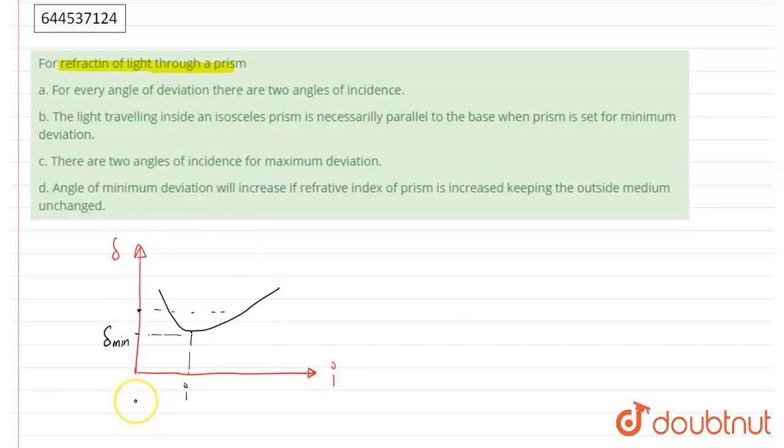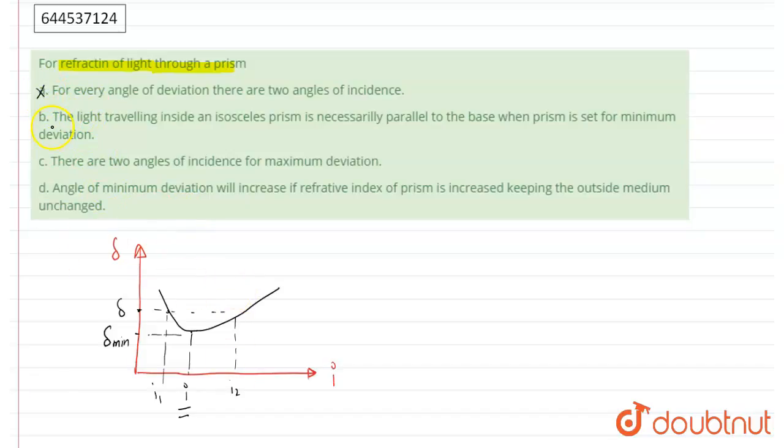For other deviations, that is not for delta minimum, we will get two values of angle of incidence, like I1 and I2, both give the same deviation angle, but for delta minimum there is only one value of the angle of incidence, so option A is not correct.